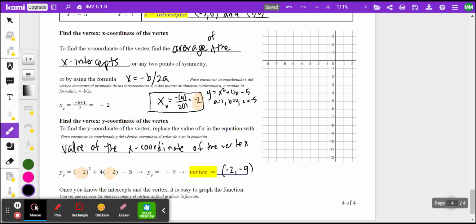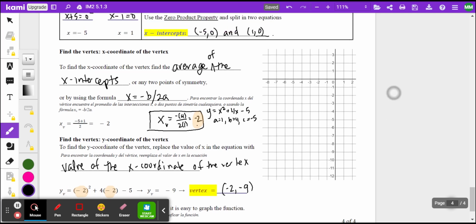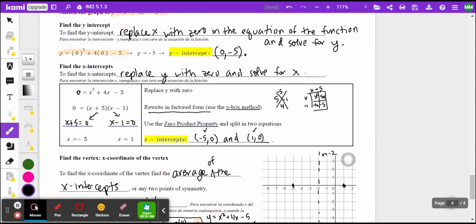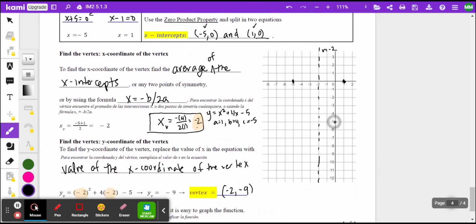Once we know the intercepts and the vertex, it's easy to graph the function. Shall we? Got negative 5, 0, 1, 0. Plotted those two pieces. My line of symmetry is at negative 2. Right down here. X equals negative 2. My y-intercept was at 0, negative 5. And my vertex was at negative 2, negative 9. Now you don't have to put the mirror point in, but for me it's easier, so I did.